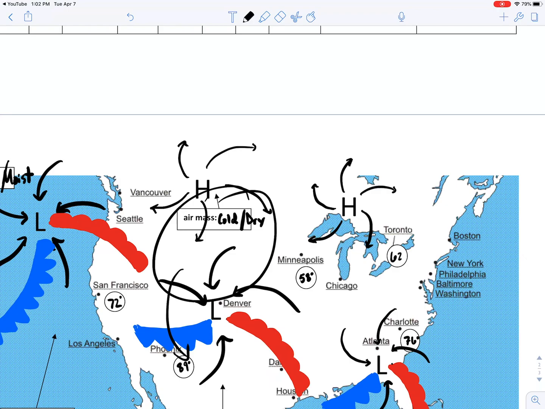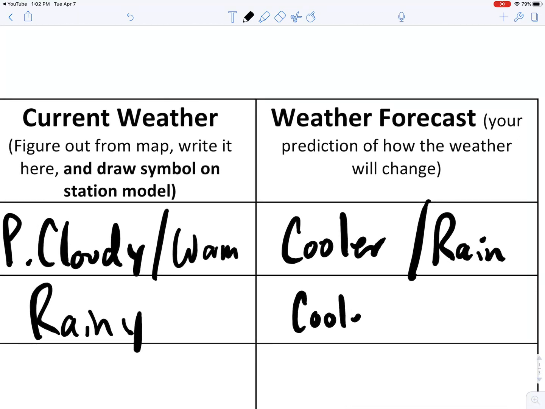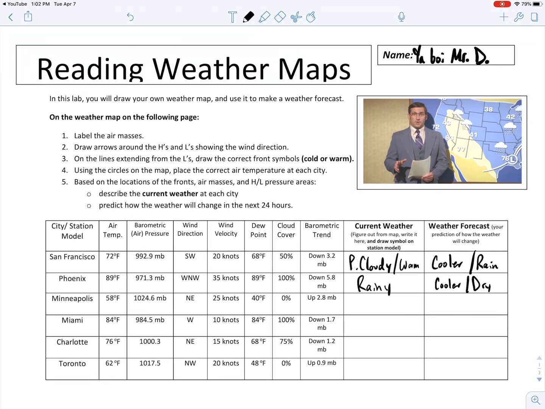But I know that we have this air mass here moving down over Phoenix as this low pressure swirls. So the future for Phoenix, after this rain is done, I know that Phoenix is going to be cooler, but also dry. We've got that dry continental air moving down over it.